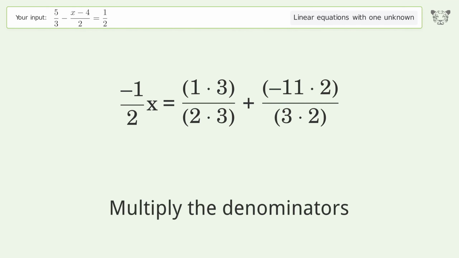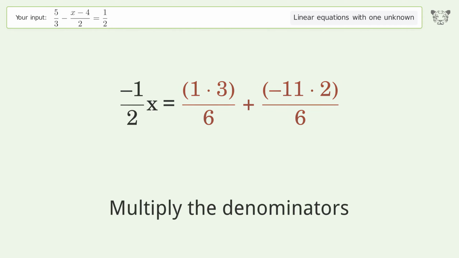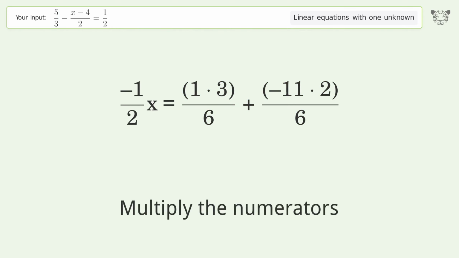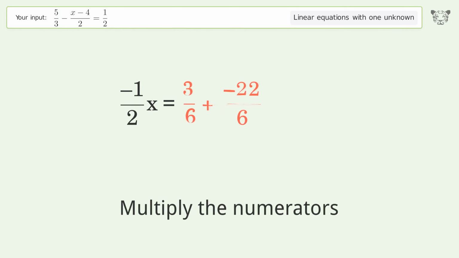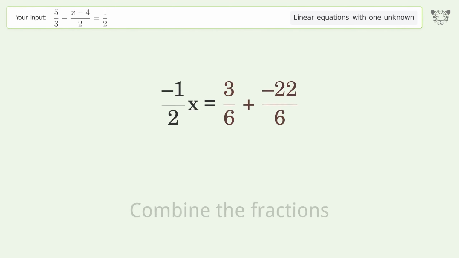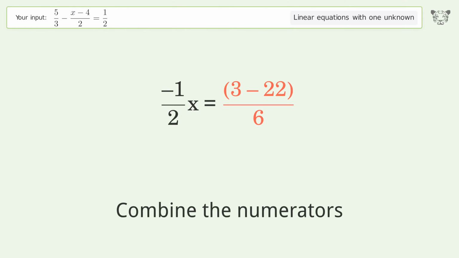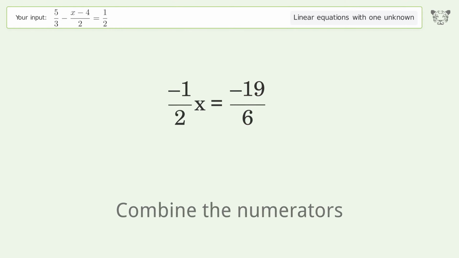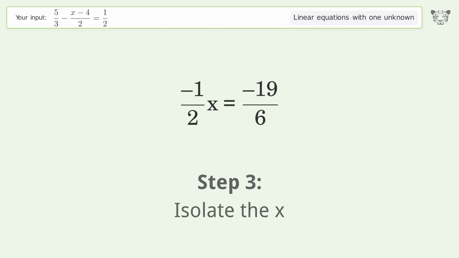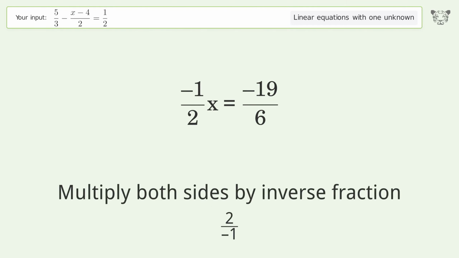Multiply the denominators. Multiply the numerators. Combine the fractions. Combine the numerators. Isolate the x. Multiply both sides by inverse fraction 2/-1.